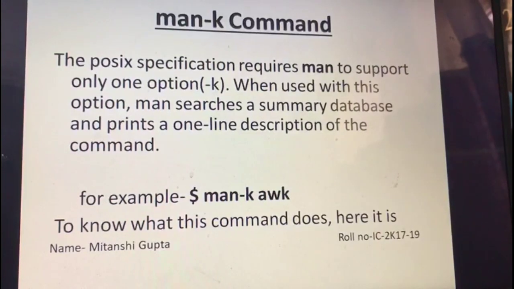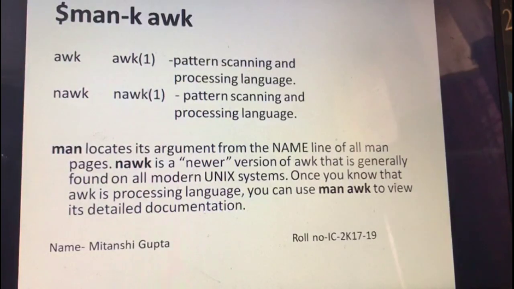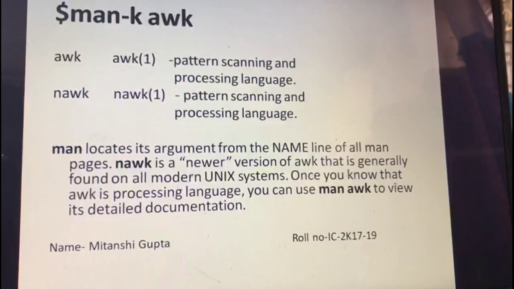For example, if we use the man -k command with awk, what result does it give? It gives this result. So man locates its argument from the name line of all man pages, and awk is the newer version of awk that is generally found on all modern Unix systems. Once you know that awk is a processing language, you can use man awk to view its detailed documentation.